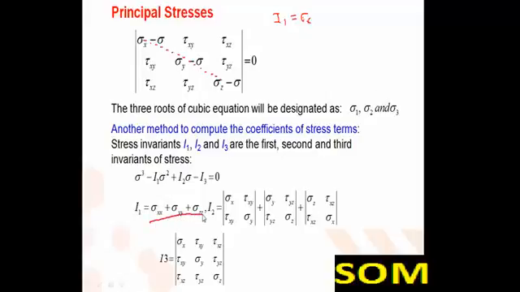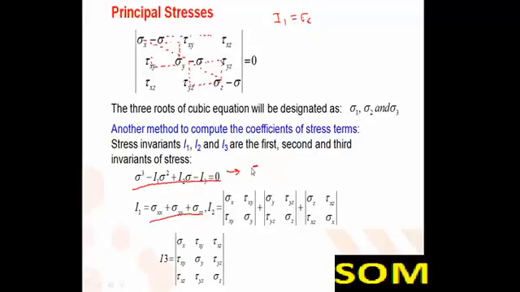That is sigma xx plus sigma yy plus sigma zz. Now the second stress invariant is computed by computing the determinant of this matrix plus the determinant of this matrix plus the determinant of sigma z, tau xz, sigma x. This will give I2. I3 is the determinant of the whole matrix sigma. This is the cubic equation.